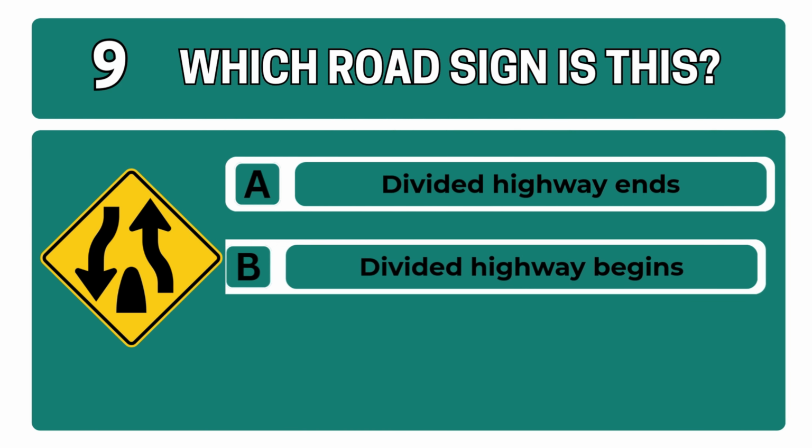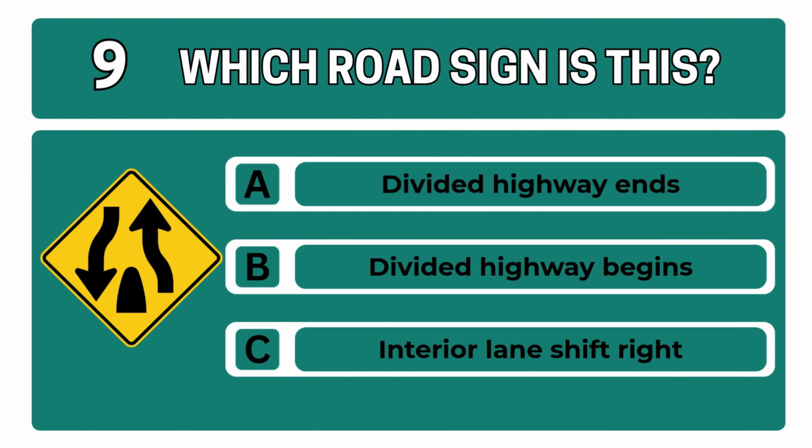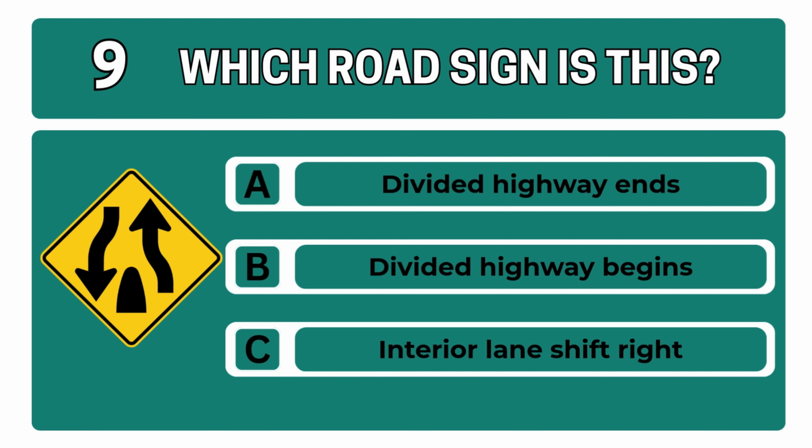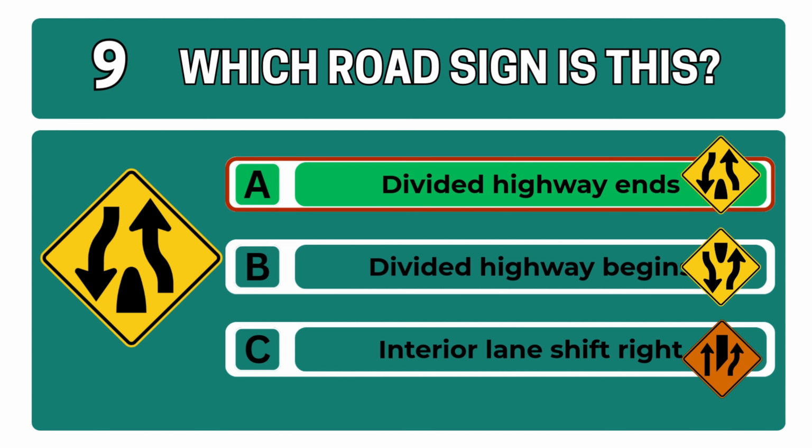Question 9. Which road sign is this? A. Divided highway ends. B. Divided highway begins. C. Interior lane shift right. The answer is A. Divided highway ends.